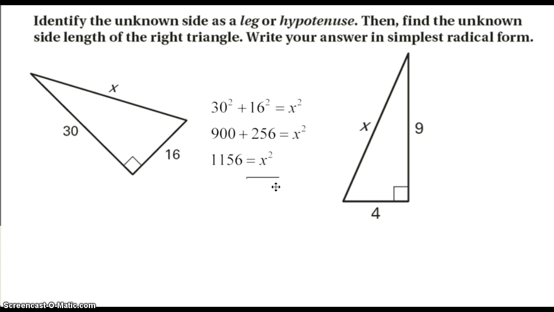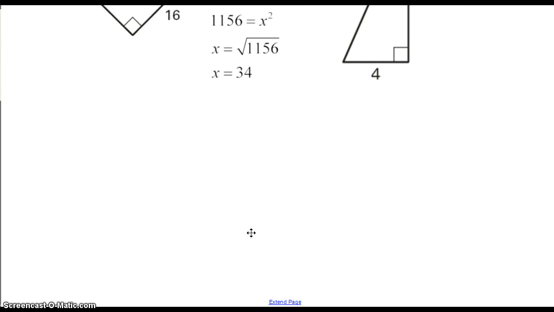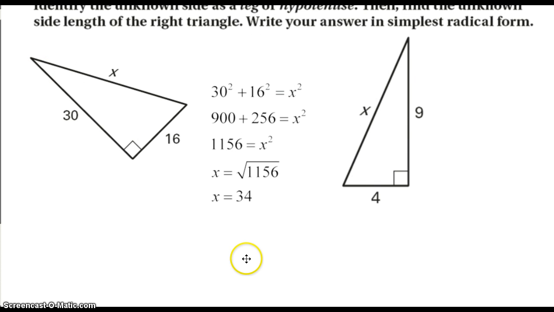1156 equals x squared. I then need to take the square root. Please note that in this example, and from here on out, whenever we do Pythagorean theorem problems, the answer is always going to be in simple radical form. So I take the square root of 1156, and what is nice is that it is a simple, easy number, 34. There is no decimal. If it was a decimal, we would have to break it down into simple radical form.